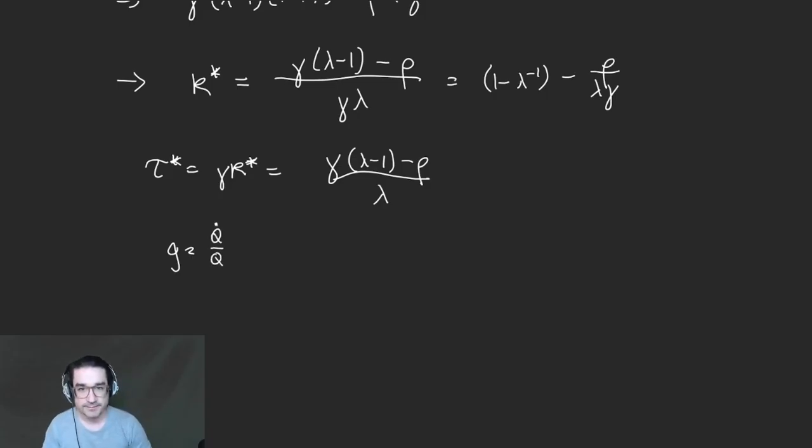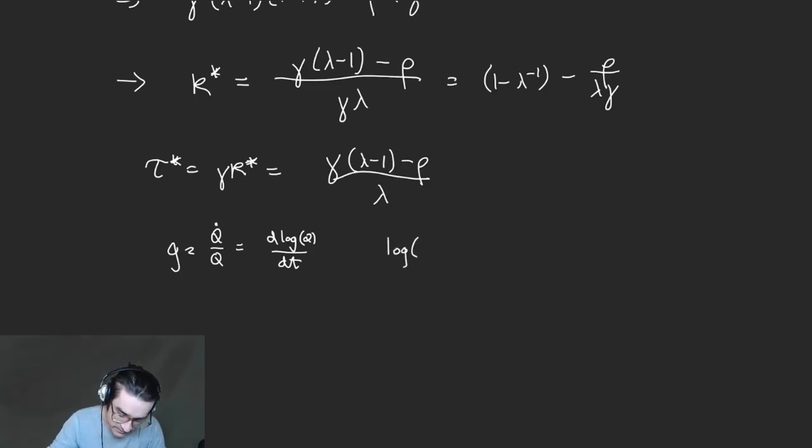We need to do a little bit here, because it's not so obvious. Our growth rate, remember, is what's going on with Q. First, as we discussed in the past, the growth rate is Q dot over Q, but it's also the time derivative of the log of Q. So d log Q over dt, chain rule that baby, you get 1 over Q times Q dot, which is the growth rate.